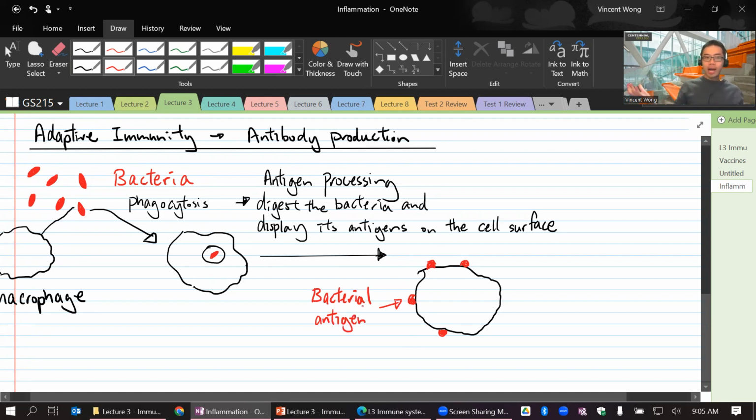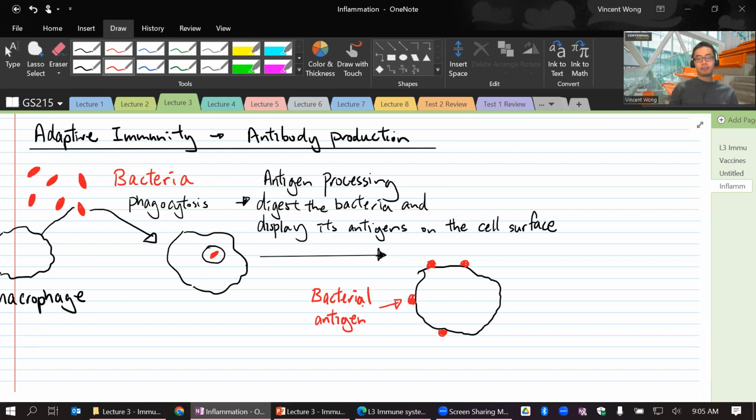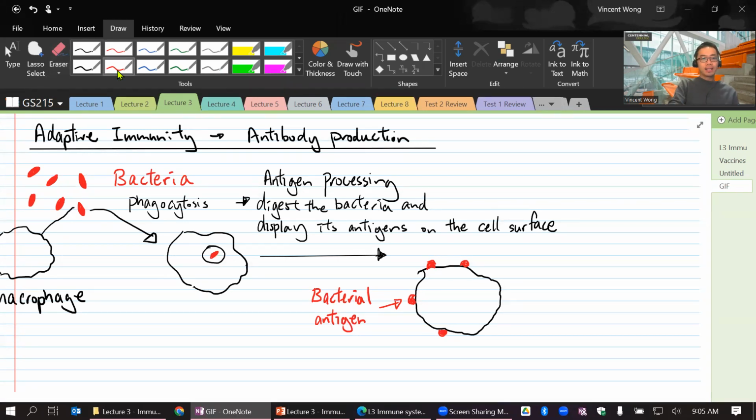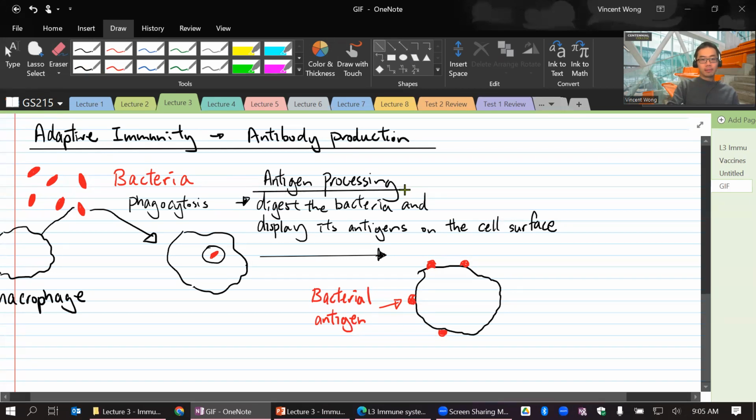Okay, it's really proud of what it did. It's like, yay, I ate this bacteria. I'm going to show everybody. So it's going to put the display on the surface of the cell membrane. This ability to digest the bacteria and put it on the cell surface, that is called antigen processing.